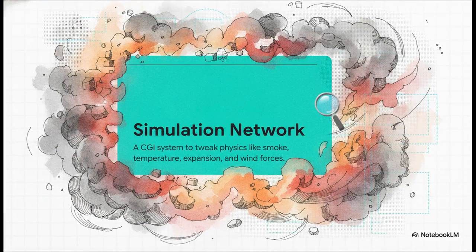Let's rewind to that second step for a moment. What exactly is an explosion simulation network? Think of it as a highly complex CGI system. Raw particles are fed in, allowing the artist to tweak real-world physics parameters. This is the exact place where you adjust the precise amount of smoke, the core temperature of the fire, the rate of expansion, and how digital wind forces actually interact with the flames. This network is the secret sauce that takes basic shapes and transforms them into the hyper-realistic visuals we expect to see.